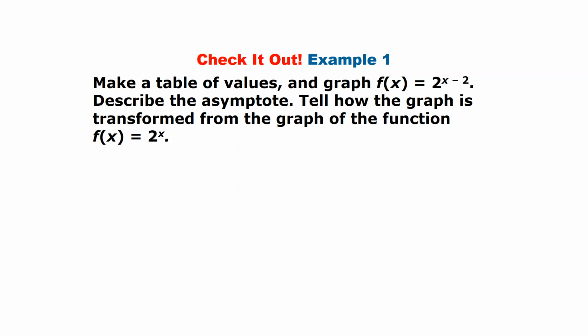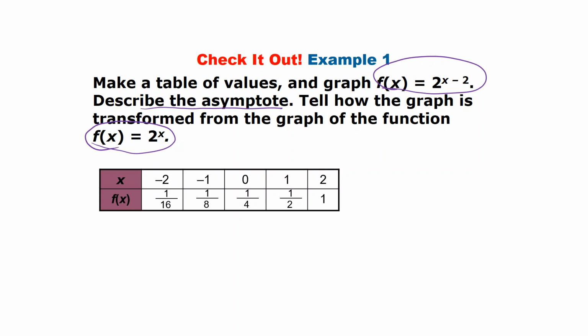All right, try this one on your own. Make a table of values and graph it. I'm not going to require you to do the table, but I do want you to see the graph, and I want it to be pretty neat so you can see what's happening. Take the parent function and graph that one first, then graph this one, and then tell me in words how the graph is transformed and where the asymptote is. So take a look at that.